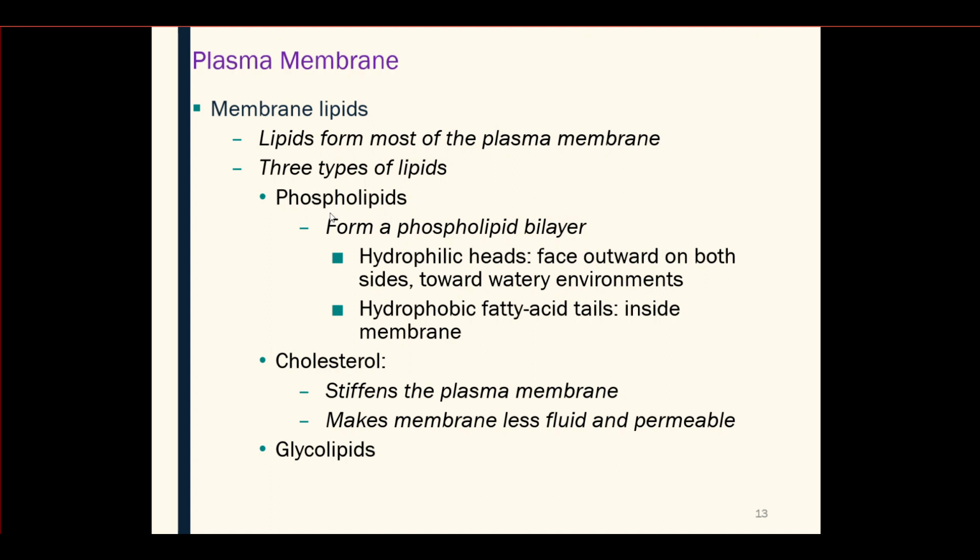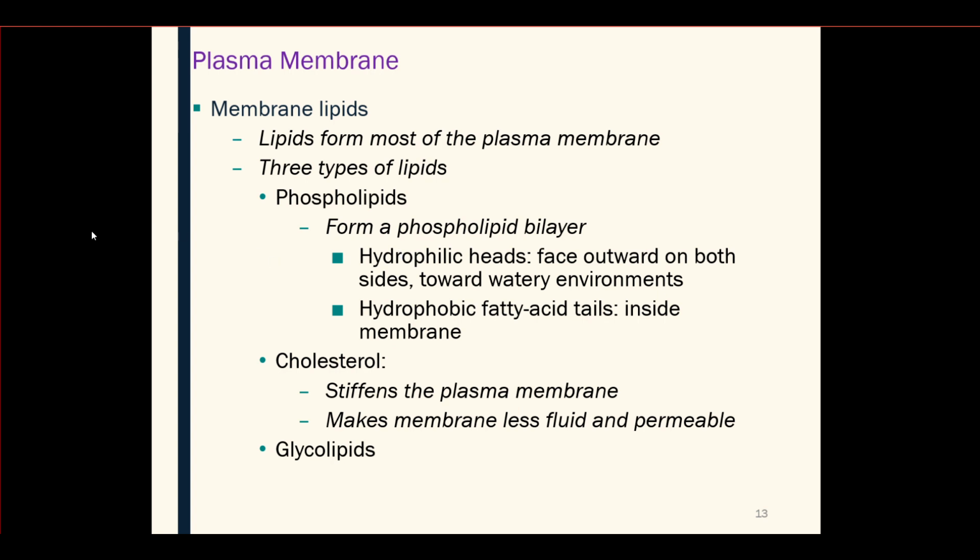Okay? So this is important. The phospholipids, again, I'm going to repeat everything, form a phospholipid bilayer. The hydrophilic heads of the phospholipid are always going to face outward. They're going to face the ECF and the ICF. The ECF is the extracellular fluid, and the ICF is the intracellular fluid. While the hydrophobic fatty acid tails, they face each other. And that is what we call the phospholipid bilayer.